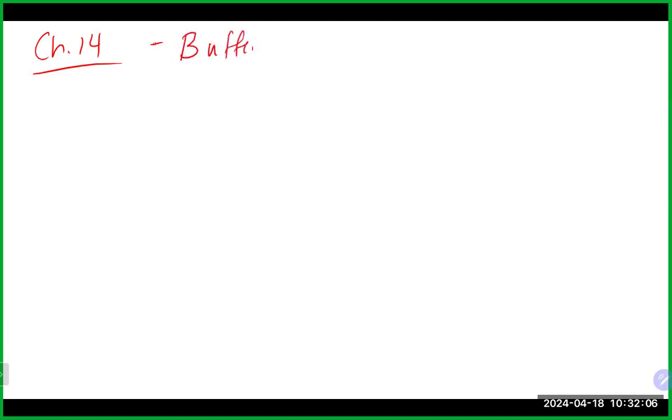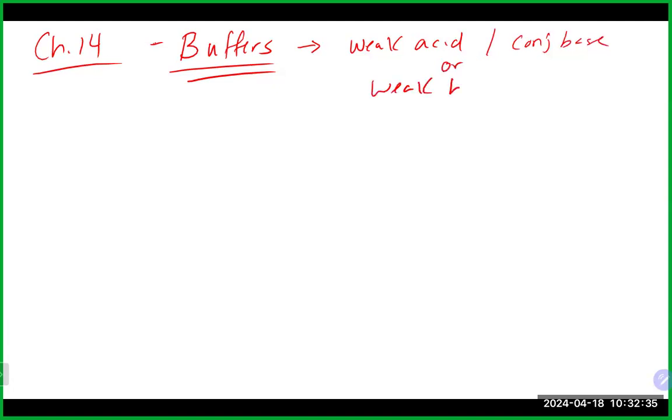And last time we talked about buffers, and obviously, as we've talked about, buffers are solutions that can resist really big changes in pH when you add more acid or base to them. And as we talked about, the reason they're able to do that is what they're made of: a weak acid and its conjugate base, or the salt of its conjugate base, or a weak base and the salt of its conjugate acid.